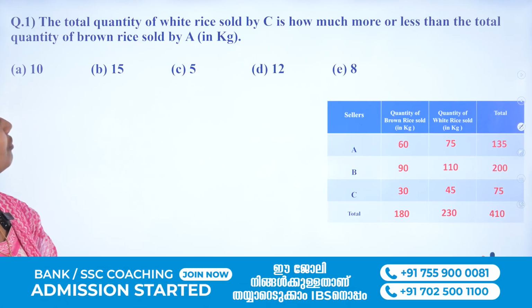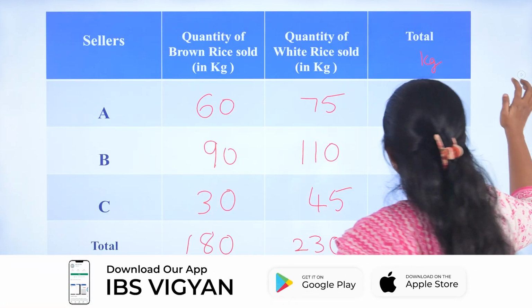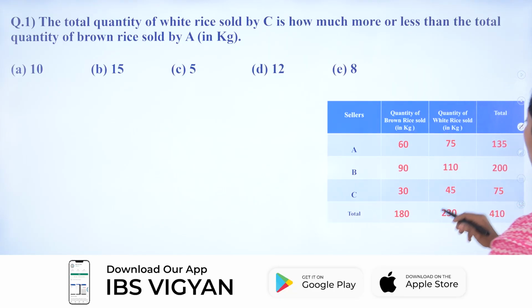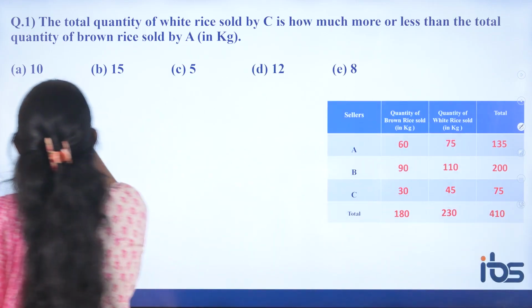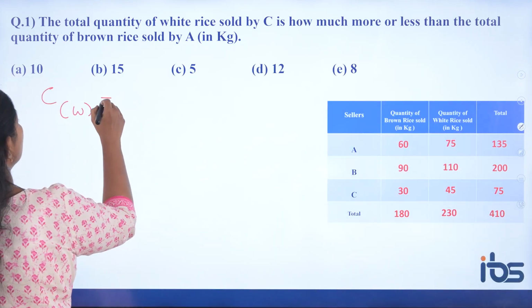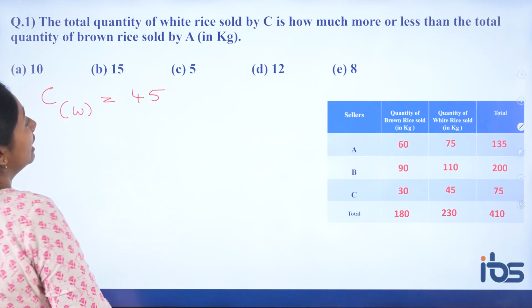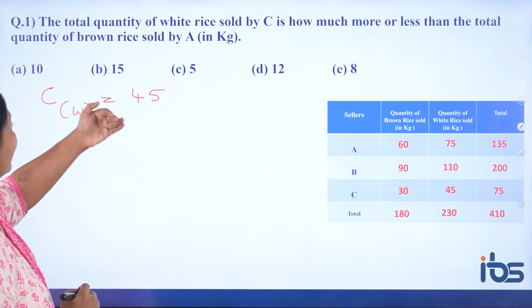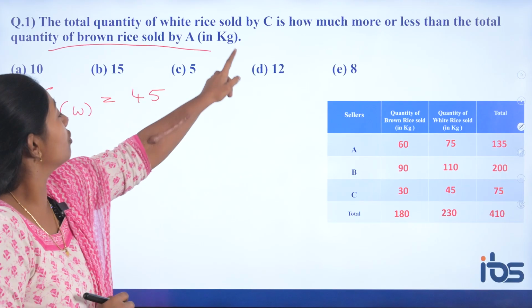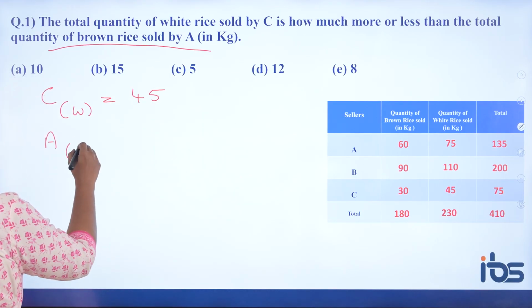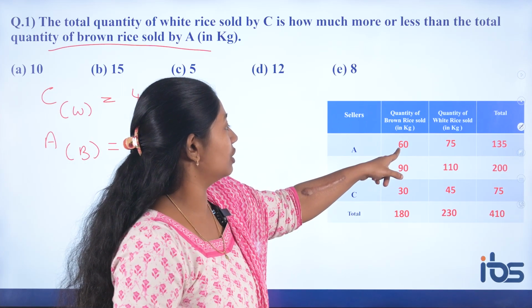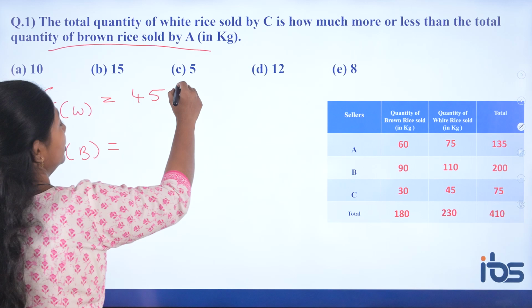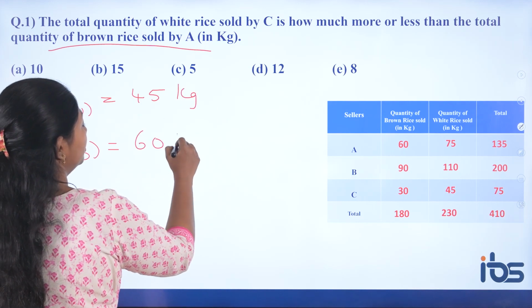The total quantity of white rice sold by C. What is white rice sold by C? C's white rice is 45 kg. Is how much more or less than the total quantity of brown rice sold by A? How much brown rice is sold by A? That is 60 kg. So you have to take the difference.